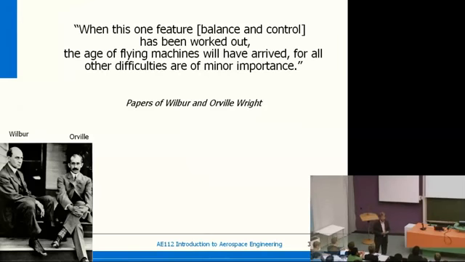Important topic, I said, for aircraft, for aeronautics, was also the opinion of Wilbur and Orville Wright. They said at some point during the development of their Wright Flyer, they already had the engines, they had knowledge of the airfoils, of the wings, how to generate lift. But the last problem they had to crack before they really could fly was the balance and control. And that's basically what they stated here: when this one feature, balance and control, as they called it, has been worked out, the age of flying machines will have arrived, for all other difficulties are of minor importance.